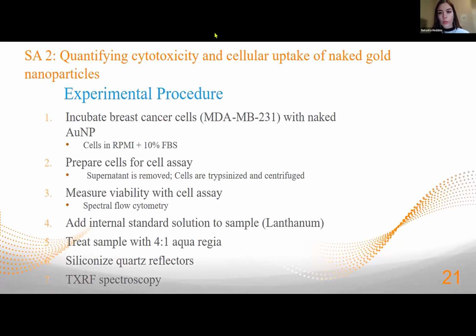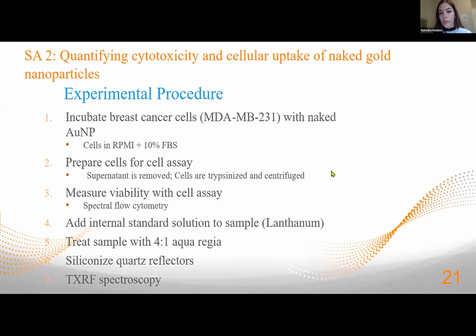So again, we begin by choosing the shape and size of our nanoparticle, and we incubate the breast cancer cells, which, again, as mentioned by Dr. Milic, we're using MDA-MB-231s with naked gold nanoparticles. So we don't have any coating on them. We are trying to examine the toxicity of the nanoparticle itself. So we look at naked gold nanoparticles. These cells are contained in an RPMI solution, which is a cell growth medium, with 10% fetal bovine serum, which is a cell growth supplement.